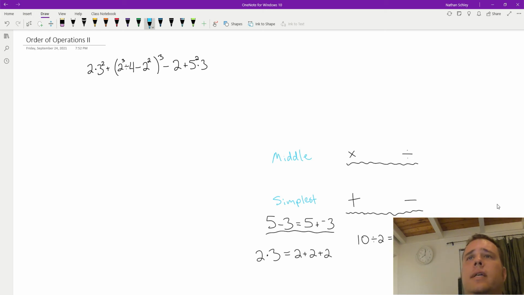And then finally, the most complex level is exponents.